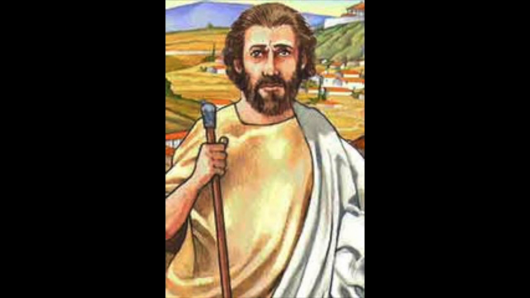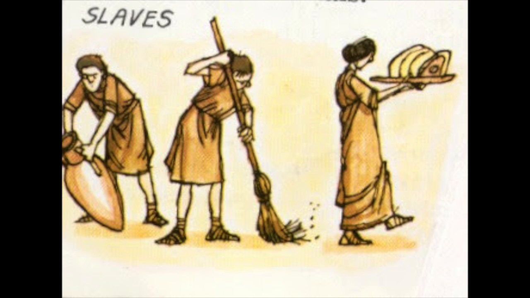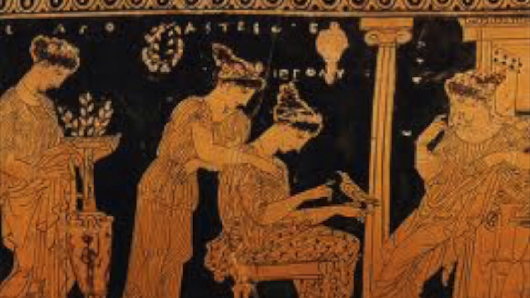Metics were people of Athens who were born outside the city-states. The metics were not allowed to own land, and they could not become citizens. Slaves were owned by either private Athenians or by the city-state. Many of the slaves were people who had been taken prisoner when their city-state was attacked by the Athenians. Slaves would not be able to become citizens.